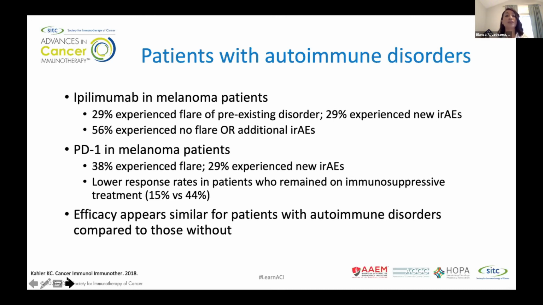Melanoma patients treated with PD-L1 inhibitors: 38% experienced a flare of the underlying autoimmune condition, 29% experienced new IRAEs, but those patients that remained on their immunosuppressives had a lower response rate, 15% versus 44%. But overall, they really had the same response as patients who had underlying autoimmune conditions versus those who did not.